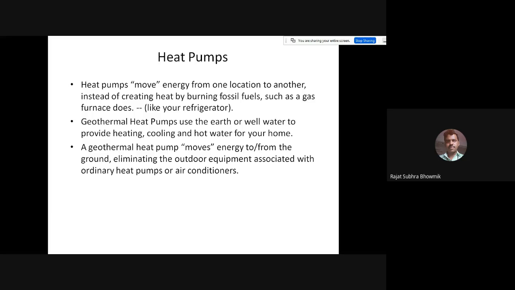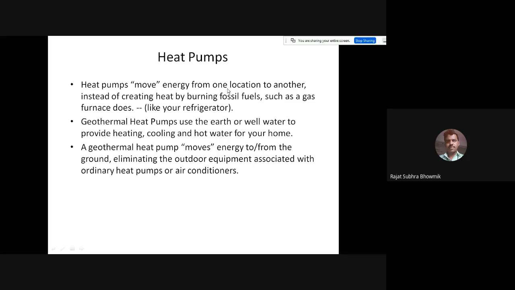So now, what are heat pumps? Why are heat pumps required? Heat pumps move energy from one location to another. In natural conditions, heat moves from higher temperature to lower temperature. If you are looking for energy moving from lower temperature to higher temperature, we require heat pumps. Heat pumps are very efficient: instead of burning fossil fuel to generate heat, we can use heat pumps. One example is your refrigerator.